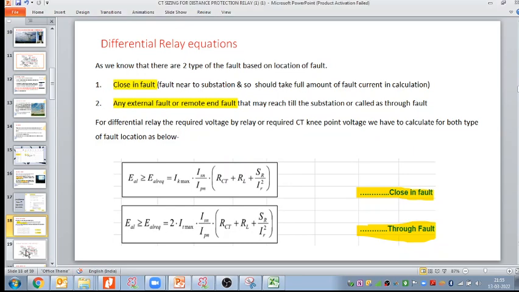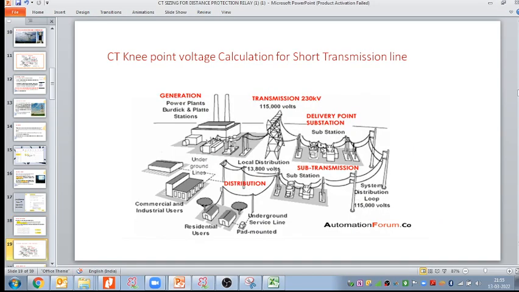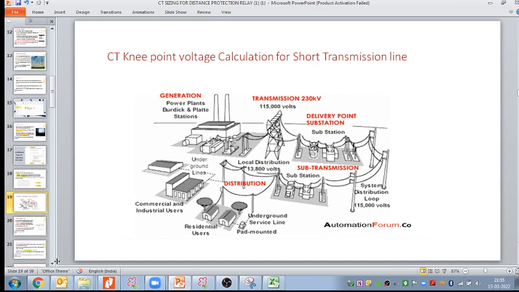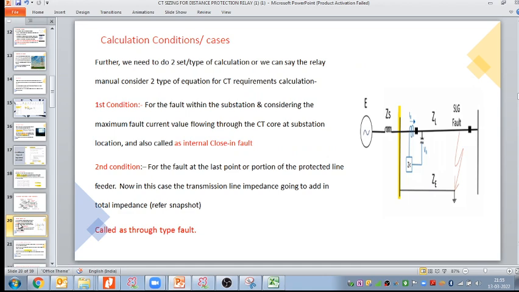Right, so closing fault and the distant fault we have seen already. Closing fault here and through fault here, external fault or remote end fault we can say. So basically we need two sets of calculations, or we can say the relay manual considers two types of equations for CT requirement calculations. First condition, for the fault within the substation, considering the maximum fault current value flowing through the CT core at the substation's location, also called the internal closing fault.